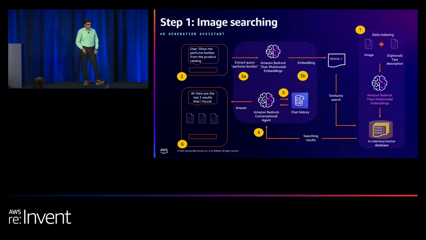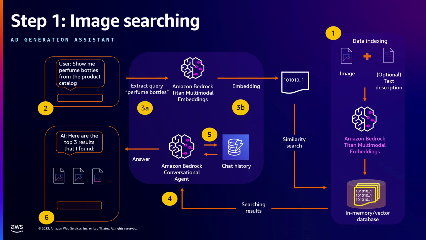Let's walk through a quick example. So the first step would be to create a database. So you have a database of all perfume bottles, all products that you have as part of your whole workflow. You would use a Titan multimodal embeddings model to index the database, create the reverse index, and then given a search query like a perfume bottle, you would search through the database, find the most relevant information from the database so that you have a list of all perfume bottles that you can look through.